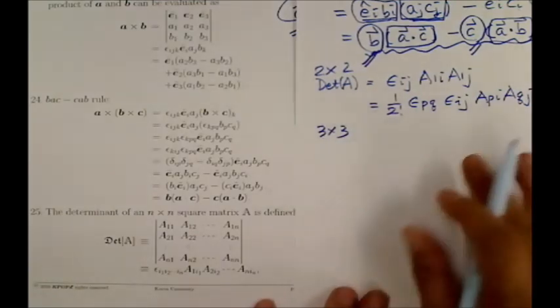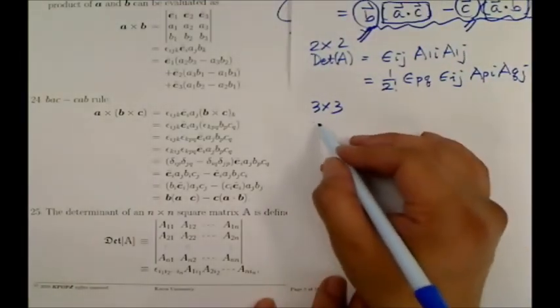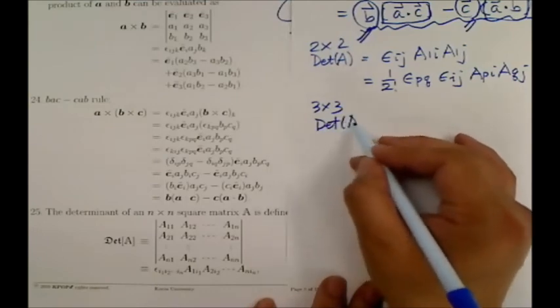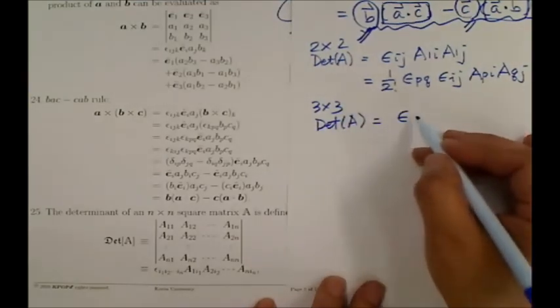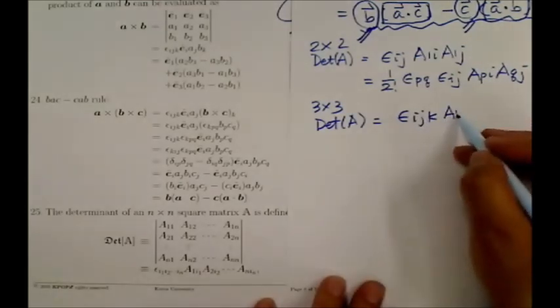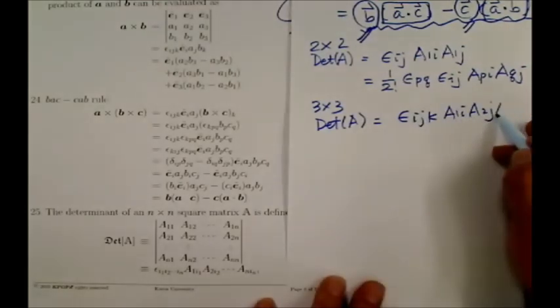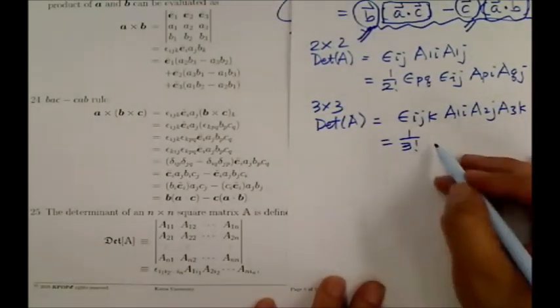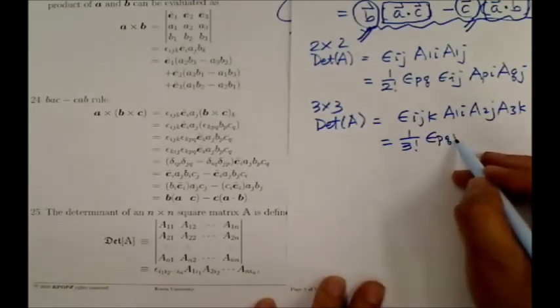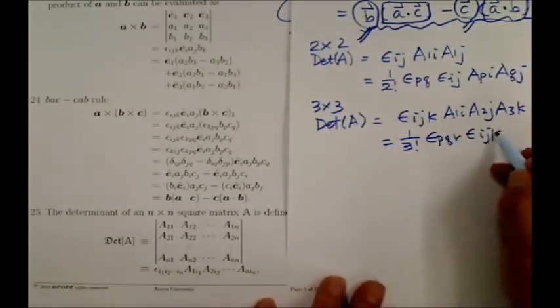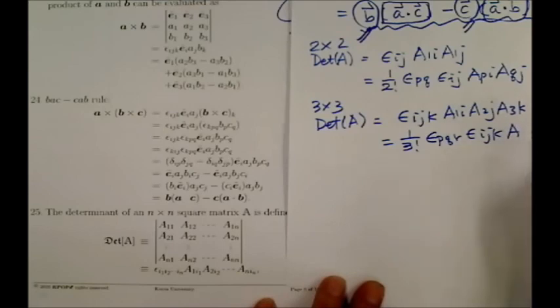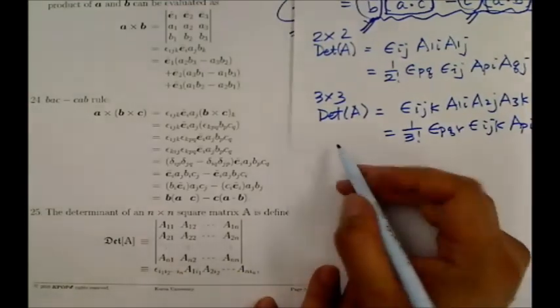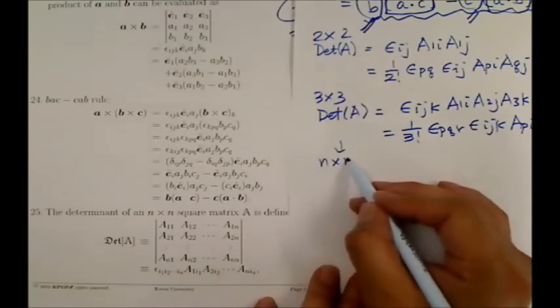3 by 3 was the starting point of our study of determinants. 3 by 3, in a similar manner, is epsilon ijk a_1i a_2j a_3k. And this one is again 1 over 3 factorial epsilon pqr epsilon ijk a_pi a_qj a_rk. In a similar manner, extension to an n by n matrix is also possible.